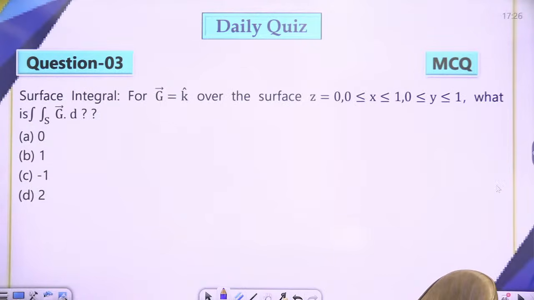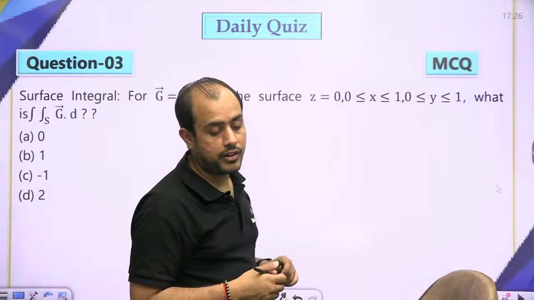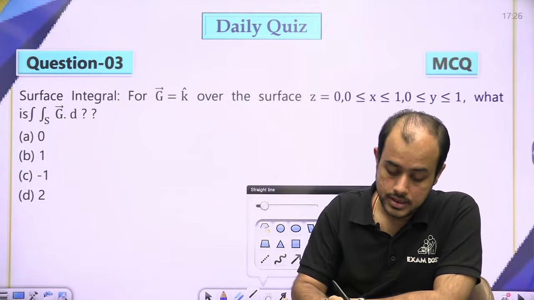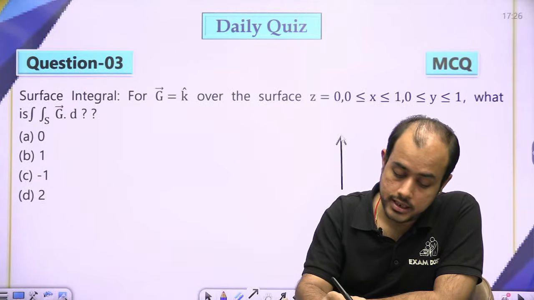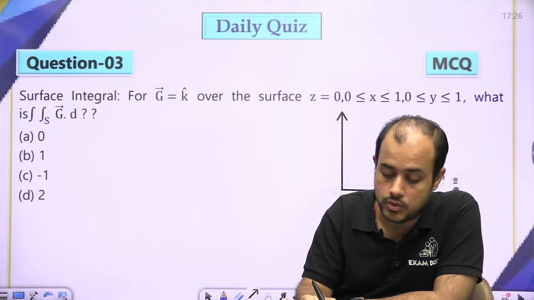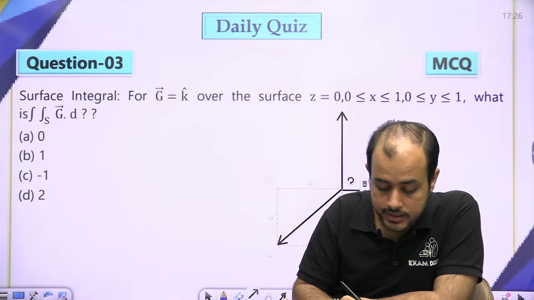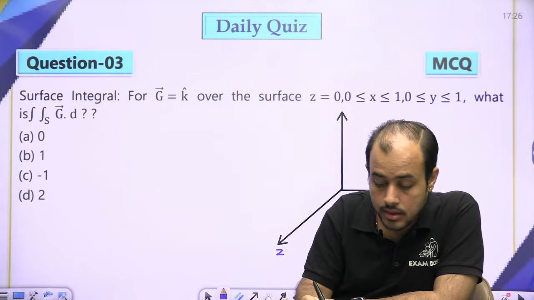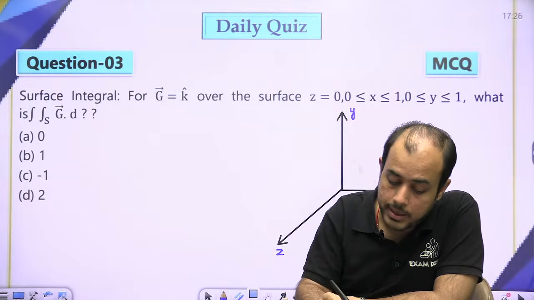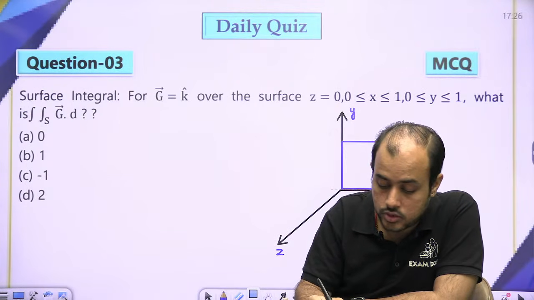नेक्स्ट, the surface integration over the surface z is 0, x and y are varying from 0 to 1. ठीक है, let me show this surface to you beta. Z is fixed, x and y are varying from 0 to 1. Can anybody tell me if z is fixed, then this surface is parallel to xy plane. Now because z is 0, so this is actually xy plane.